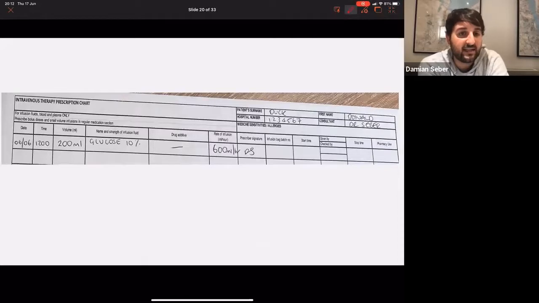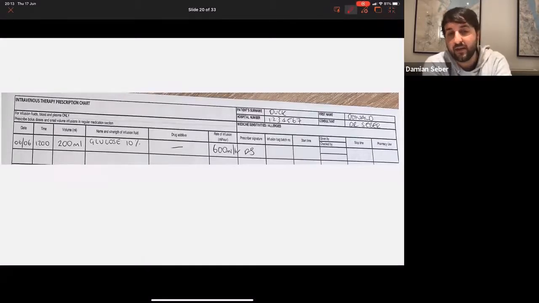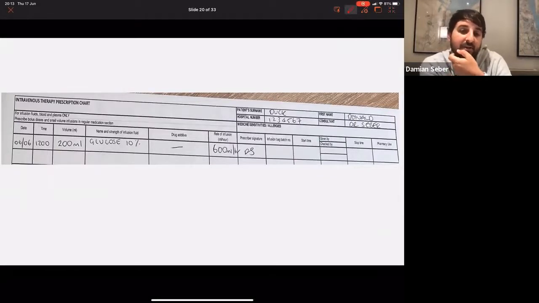So you've got the date, the time. We're using glucose 10%, so 200 mils would give 20 grams of glucose. There's no drug additives, and the infusion rate is 600 mils an hour, and that's because you have to prescribe it. You have to prescribe it, or more frequently, actually. You would check the glucose a few minutes after you've administered whatever you're giving them, but at least every 10 minutes.